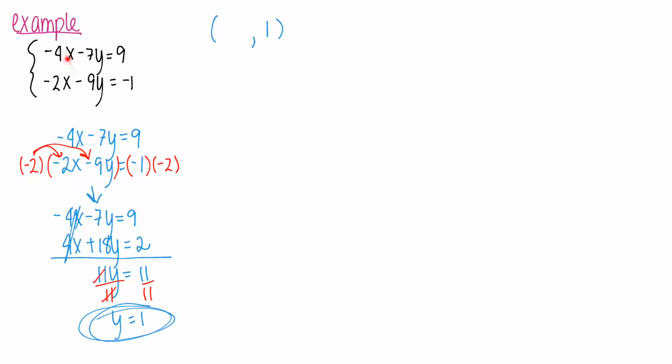You can plug back into either equation here, doesn't matter which. I think I've used the first equation like the last 2 times. I'll just use this one now. So negative 2x minus 9y is equal to negative 1. We know that y is 1, so we will plug that in. So negative 2x minus 9 is equal to negative 1. Adding 9 to both sides.